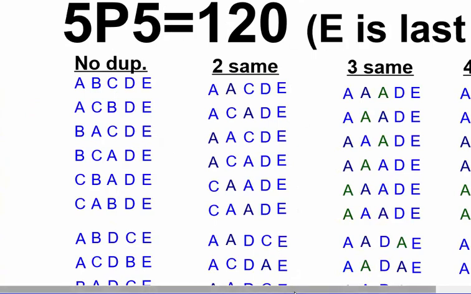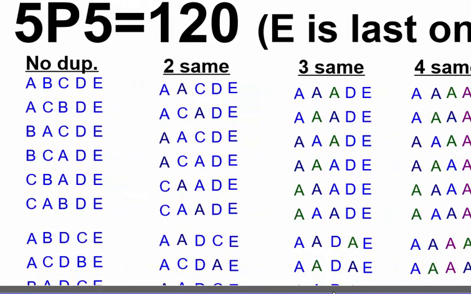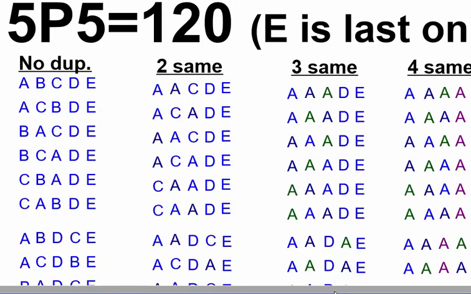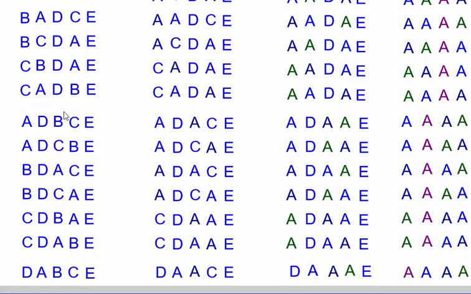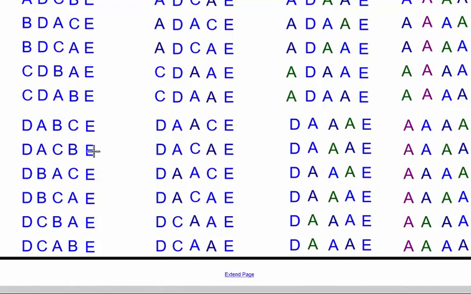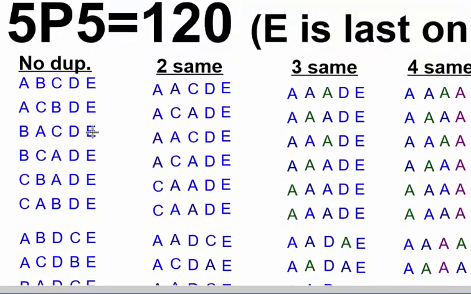On 5P5, there are 120 possibilities. I'm not going through all of them here, but we have the same basic idea. I've taken all of my list of 24 and just put the E's on the end column. And so here I've got 24 different spots where E is in column 5. I have 24 different possibilities where E is in column 4, 24, 24, 24, 24. So 120 possibilities altogether.